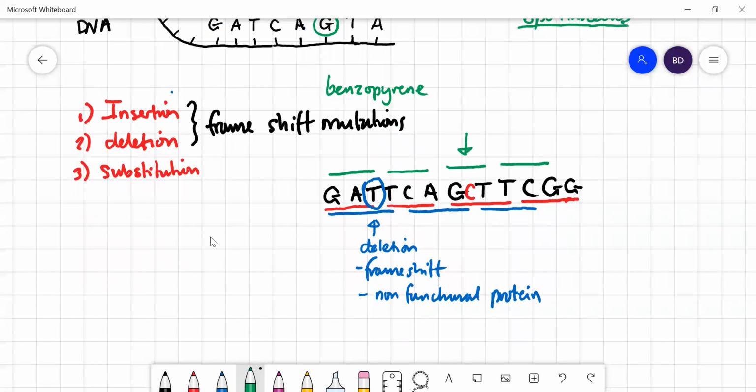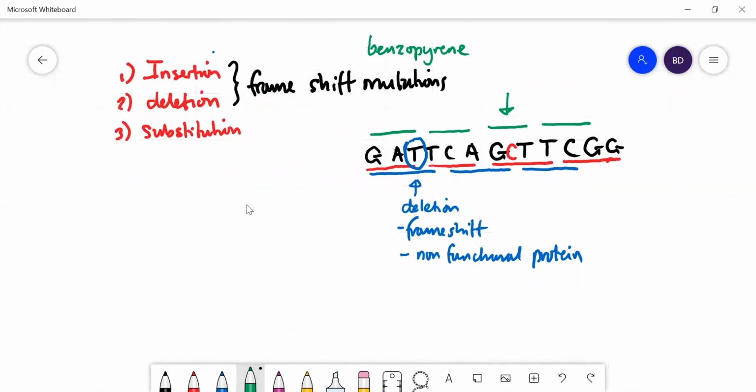Okay, now let's talk about substitution. That has a less catastrophic effect immediately. But let's have a look at a good example of that. A really good example is the disease sickle cell anemia, an inherited disorder of hemoglobin, of the beta chains in the hemoglobin.